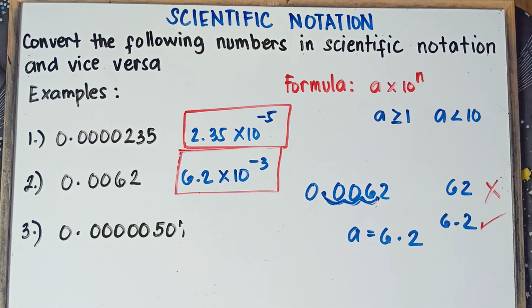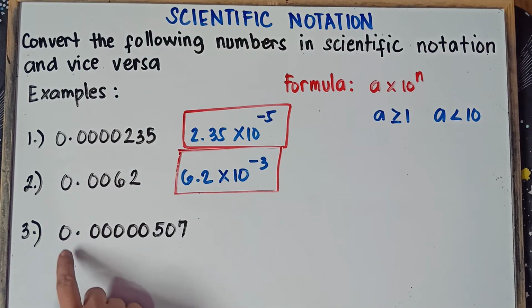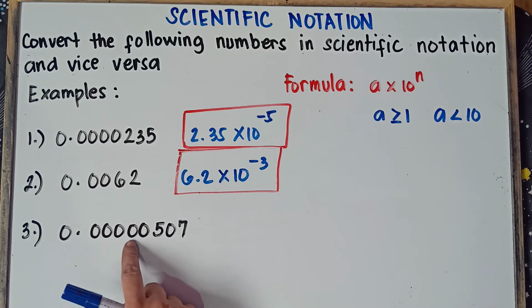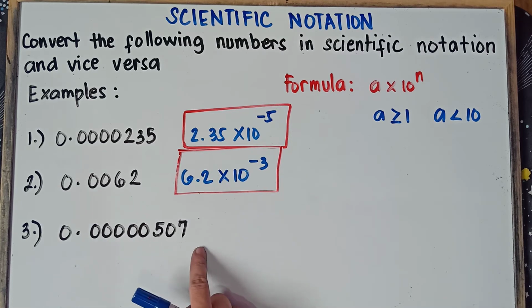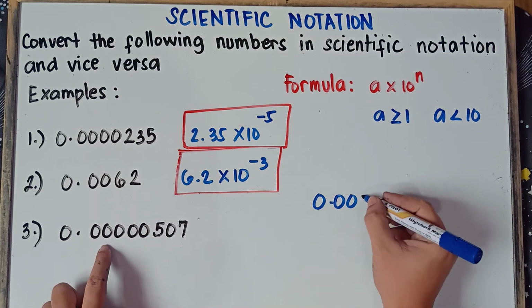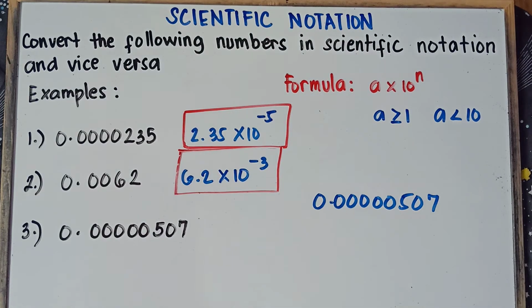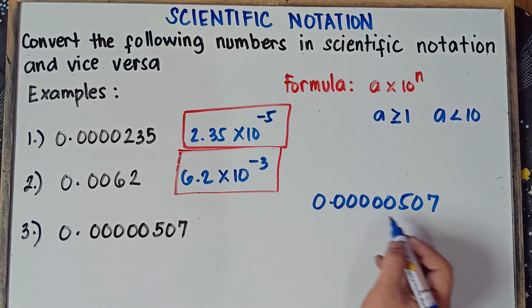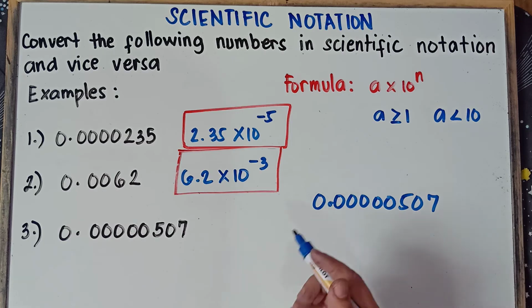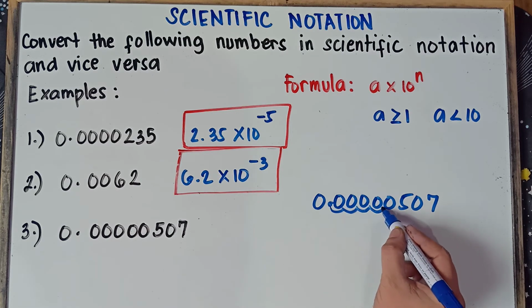Alright, so let's proceed now to our last example, example number 3. Our given number, we have 0.000000507. Alright, so simply move the decimal point left to right many times until we can get the value of A. 1, 2, 3, 4, 5.